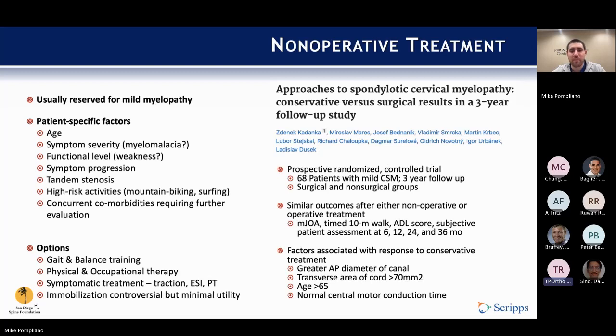This was a prospective randomized control trial looking at 68 patients with mild disease and 3-year follow-up. They had both surgical and non-surgical groups. There were similar outcomes in both cohorts with respect to MJOA, the timed 10-meter walk, ADL score, and then subjective patient assessment at 6, 12, 24, and 36 months. They found factors associated with conservative treatment being beneficial were greater AP diameter of the canal, a transverse area of the cord greater than 70 millimeters, ages 65, and then normal central motor conduction time.